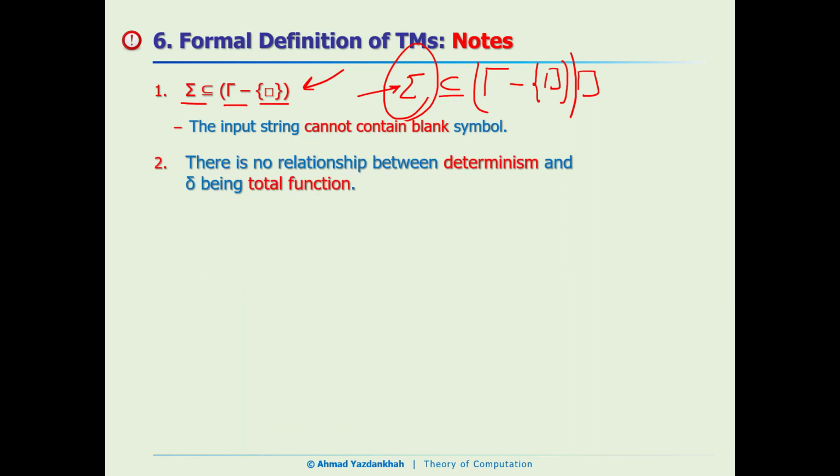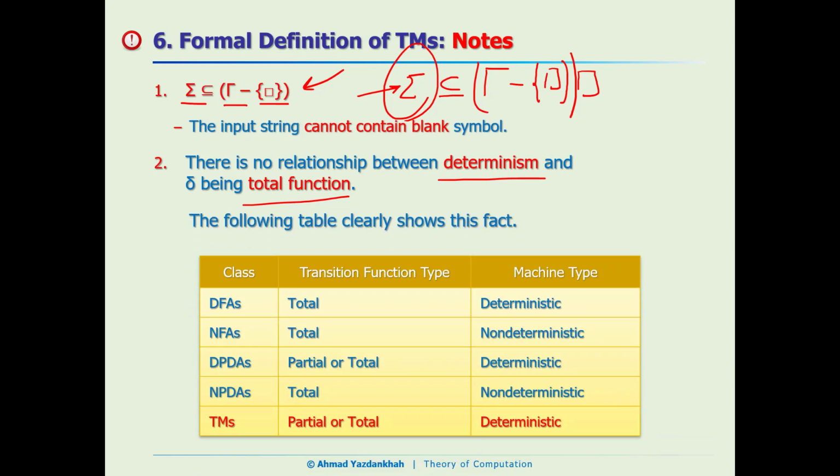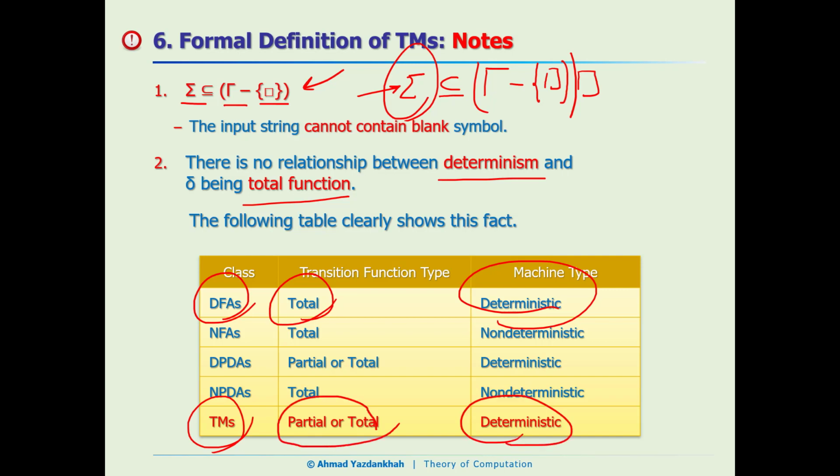Another point I would like to mention here: there is no relationship between determinism and the type of the function, total or partial. This can be a source of confusion for some students, but there is absolutely no relationship between these two. Here are some examples. DFA is total and it is deterministic. On the other hand, Turing machine is partial or total and it is deterministic too. And we have the same thing for the DPDAs. It can be partial and it is deterministic. So, bottom line, there is no relationship between determinism and the type of the function, I mean, being total or partial.